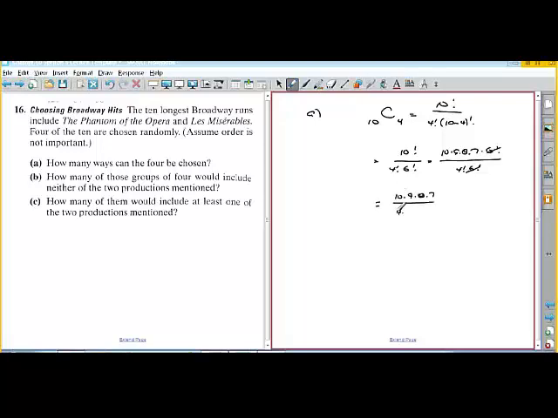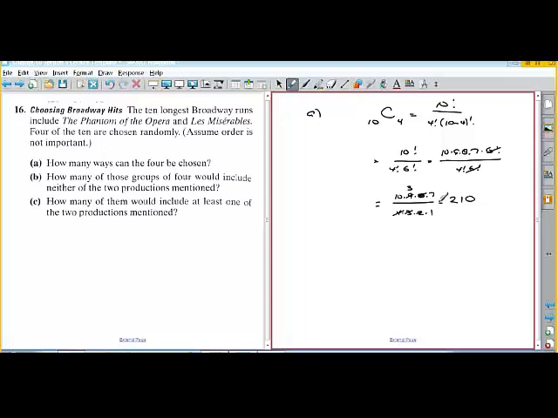So I have 10 times 9 times 8 times 7 divided by 4 times 3 times 2 times 1. And since I don't have my calculator, I'm going to do as much simplification as I can. So 4 times 2 is 8, so I can cancel those out. And 9 divided by 3 is 3, so I get 210. So there are 210 different four-show groups that I can come up with.